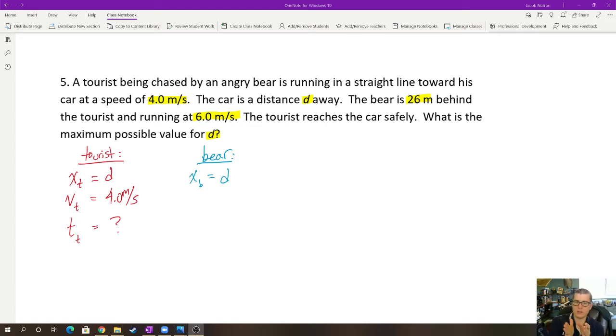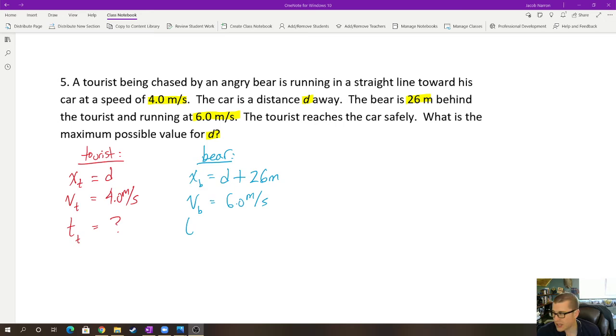So it's going to go the same distance that the tourist goes, but the bear also has to go 26 extra meters. Because the bear starts 26 meters away from the tourist, it has to go the 26 meters in order to close the gap. But also, that whole time, the tourist is heading towards the car going a distance d. So you have to add them both up over here in the bear list. Let me go ahead and get velocity of the bear written down, just so I have everything organized in this list. Okay, time of bear, we don't know what it is.